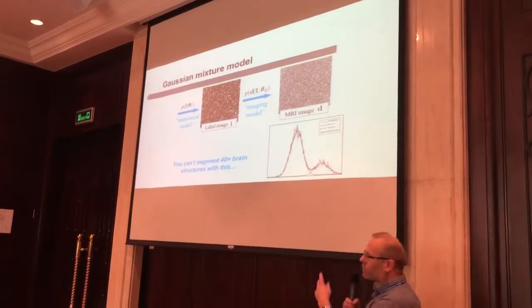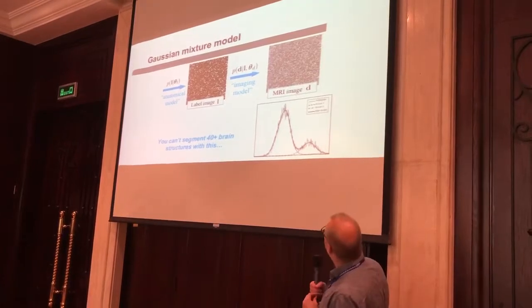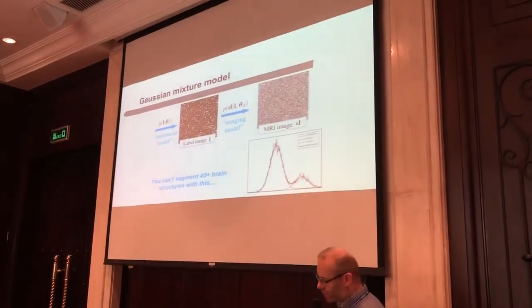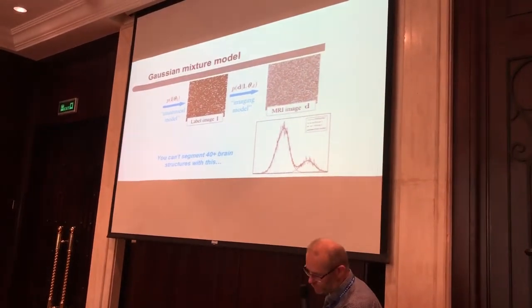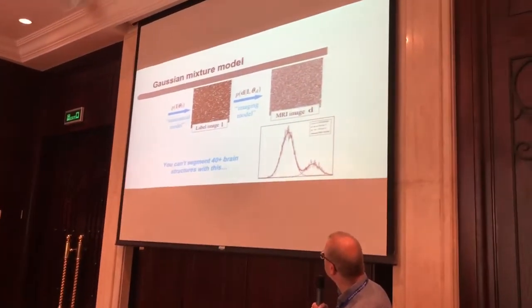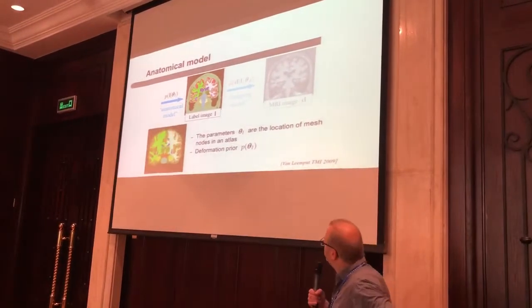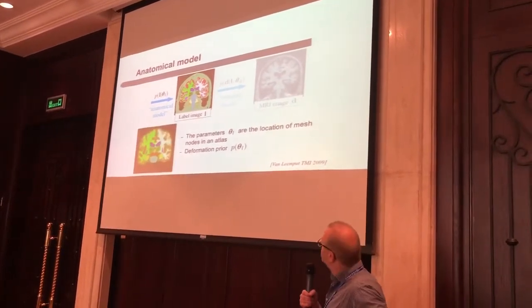So here's our Gaussian mixture model with two Gaussians. Does it look like an MRI image? Maybe not, but for simple cases you can use it. If we want to segment more complex cases, we need to have more complex models. So I'll quickly describe some of the work that we've been doing on whole brain segmentation.